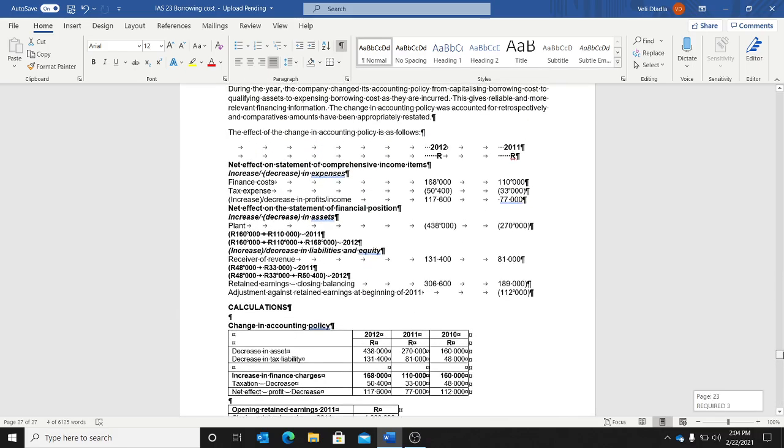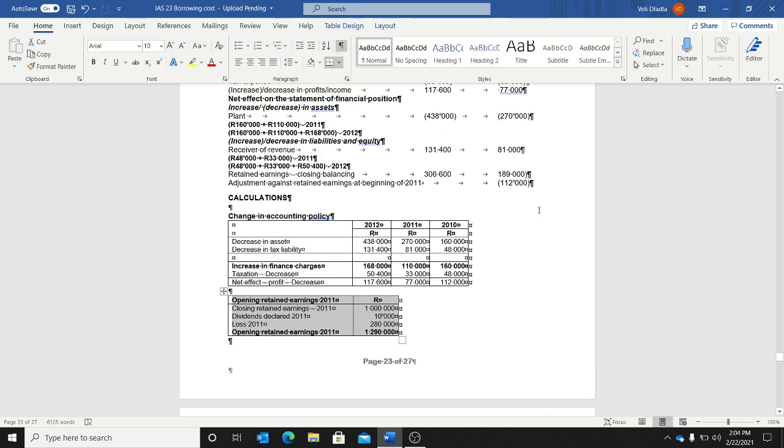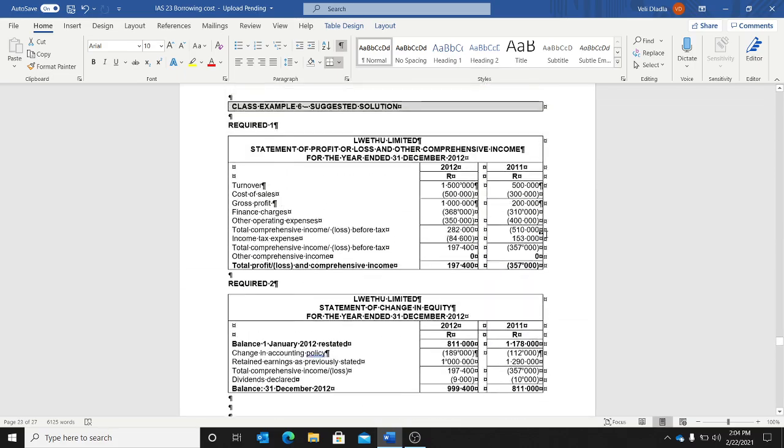Right, so this is the situation. This one I've already showed you several times how to calculate, to get the opening retained earnings in the statement of change in equity. So that is the movement you are going to face. Now let's then deal with the exercise itself.